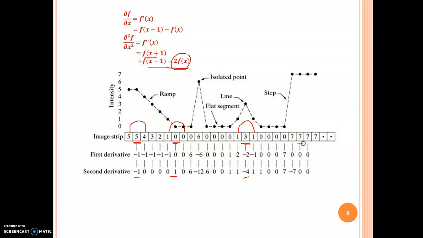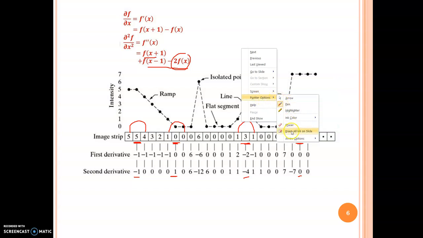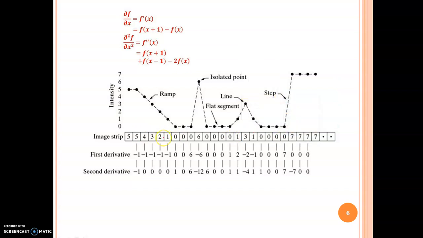Similarly, if I want to find out the second order derivative at this point, 7 plus 7, that is 14. 14 minus 2 into 7. So you have 14 minus 14, that is again 0. So this is how we will find the second order derivative. So here we have all the first order derivatives and the second order derivatives.